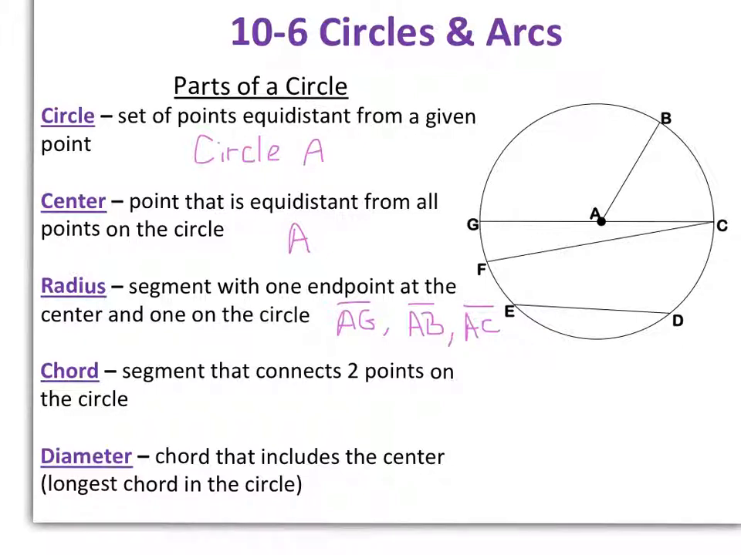A chord is a segment that connects 2 points on the circle. So ED is a chord, and FC is a chord. Again, order does not matter when we name our chords since they are line segments. A diameter is a chord that includes the center. It is the longest chord in the circle. So a diameter is a specific type of chord. Our diameter here is GC. So just 2 letters to name our diameter. Again, order does not matter when we name it.